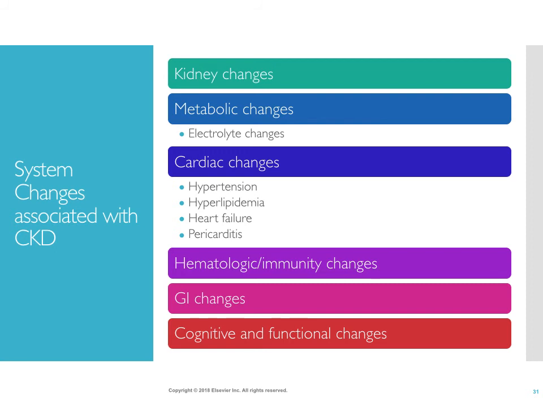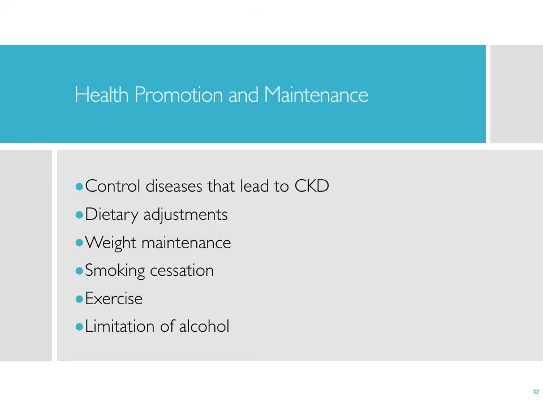They have a tendency to develop peptic ulcer disease, and usually in the early stages of chronic kidney disease, there's not much cognitive changes, but as it progresses, you get both cognitive and physical impairment, and there's an increased risk for systemic drug toxicity, and we have to intervene when those things happen. So as far as health promotion and maintenance, we want to prevent it in the first place if we can, but we want to control diseases that can lead to chronic kidney disease. We want to make dietary adjustments to decrease the speed at which chronic kidney disease is progressing into end-stage kidney disease. That's going to include weight maintenance as well, smoking cessation, exercise, and limitation of alcohol.